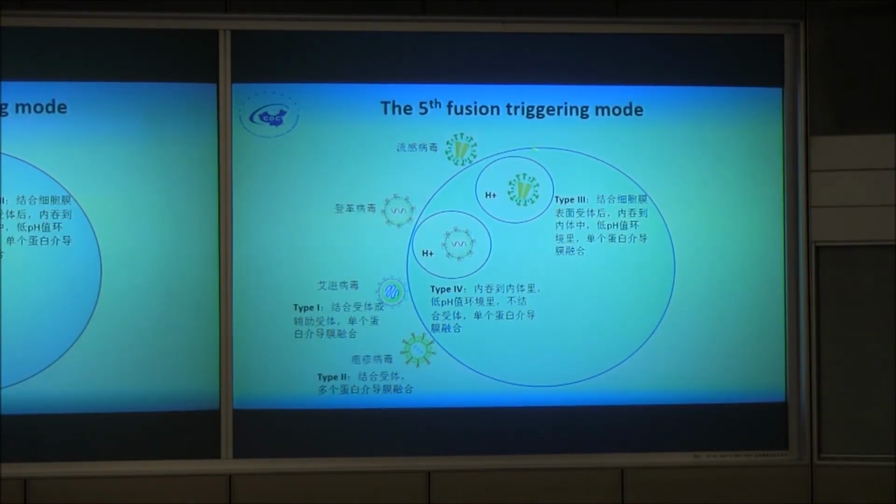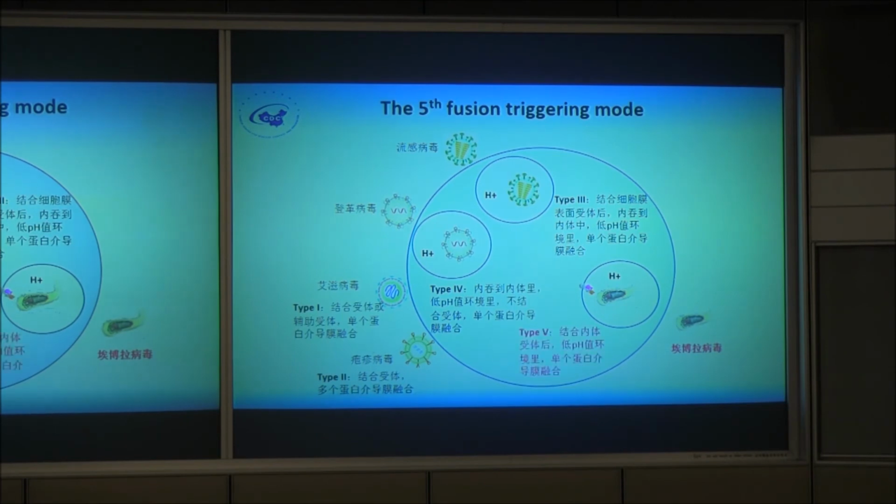So this is my conclusion. These are the 4 types of fusion triggering. After the Ebola virus, we end up with the 4th one. So Ebola virus, again like this one, is endocytosed into the cell. Then the 5th form of triggering, where you have a receptor residing in the endosome. So this is the 5th. I guess we will have the 6th, 7th, it's quite complicated. So far, we have 5 fusion triggering modes for all these viruses.